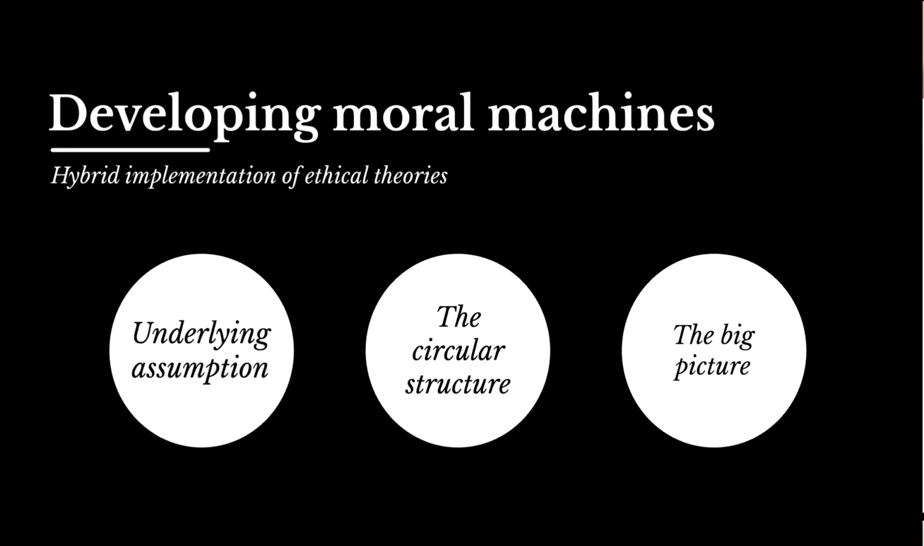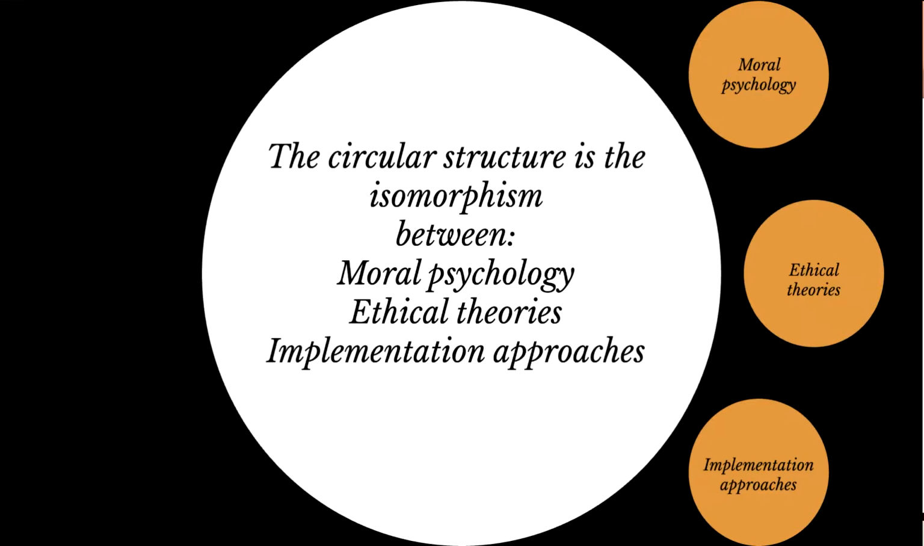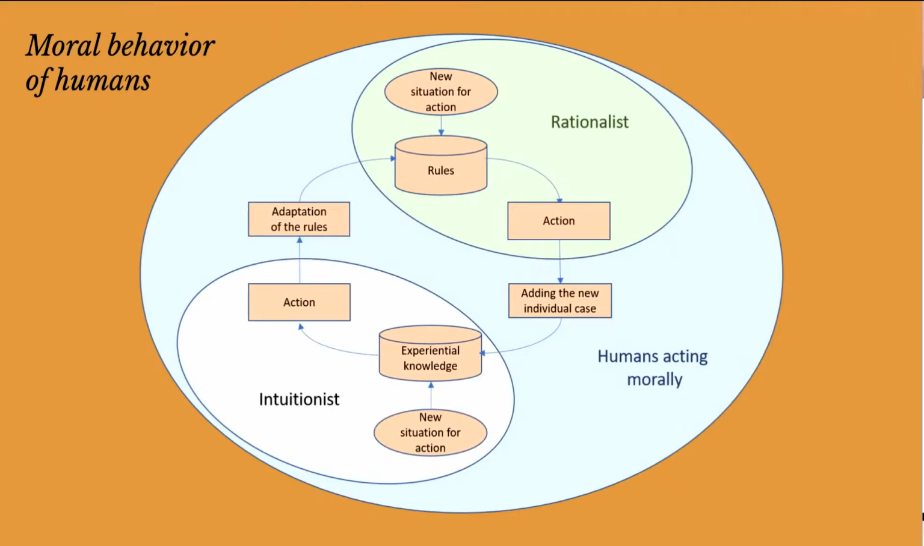There is a circular structure of top-down and bottom-up approaches found in all three areas considered here: in the models of moral psychology, in the approaches of ethical theories, and in the implementation approaches of AI. Let's have a look at the circular structure in moral psychology. The question is, how does moral acting and moral decision-making work in humans?